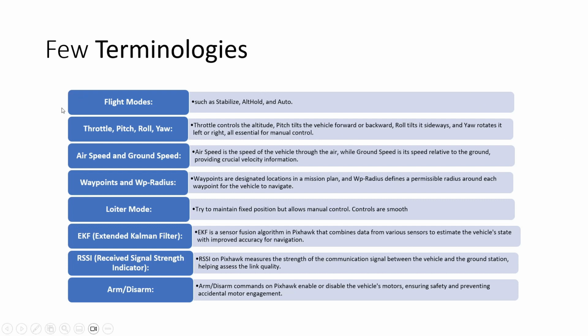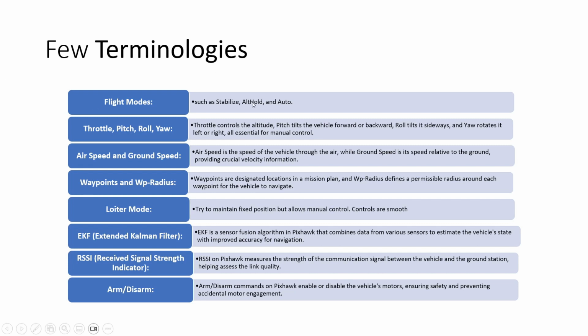The thing is, there are terminologies like flight modes. Flight mode means how your drone needs to behave, whether it should behave in a stabilized flight mode, altitude hold, or auto. Flight mode stabilize means everything is in your control. So if you want to pitch, you want to roll, yeah, everything is in your control. Just that it stabilizes the drone.